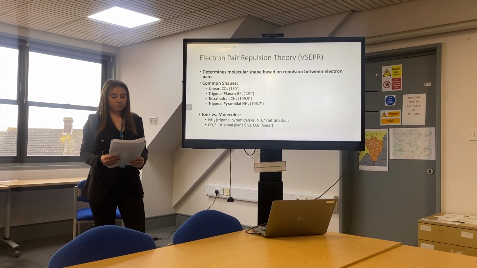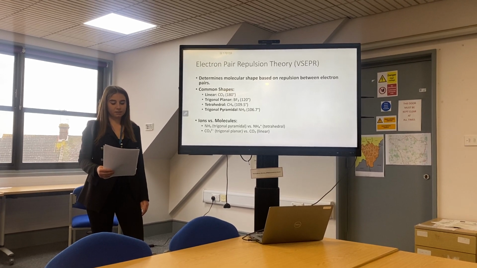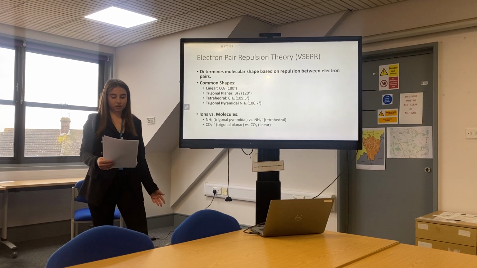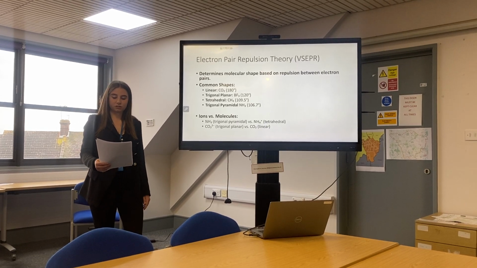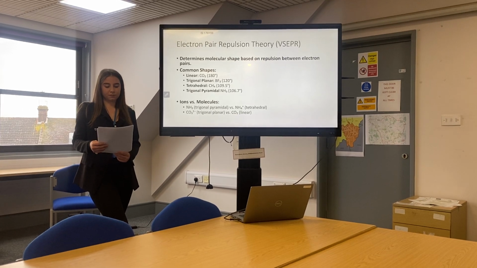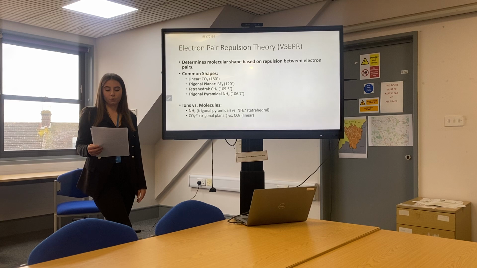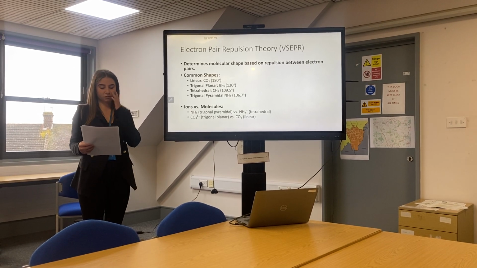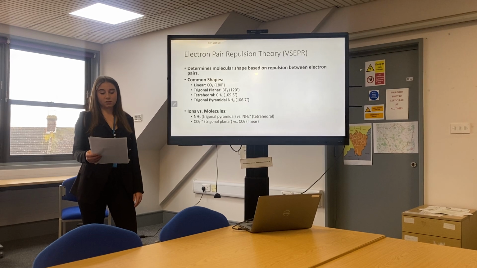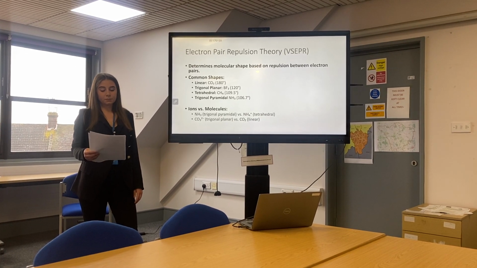The shape of molecules is determined by repulsions between electron pairs. Common molecular shapes are linear, which have a straight line structure due to two bonding pairs. Trigonal planar, which have three bonding pairs spread out evenly. Tetrahedral, which have four bonding pairs forming a three-dimensional shape. And trigonal pyramidal, three bonding pairs and one lone pair, which pushes the shape slightly downwards.